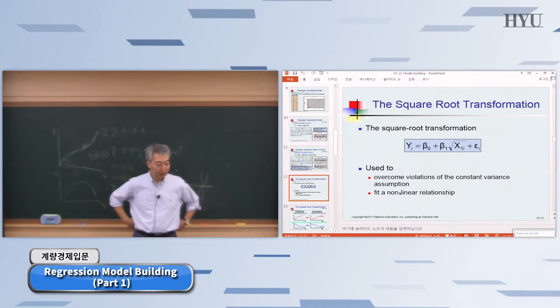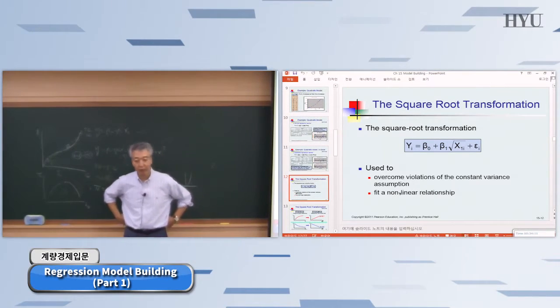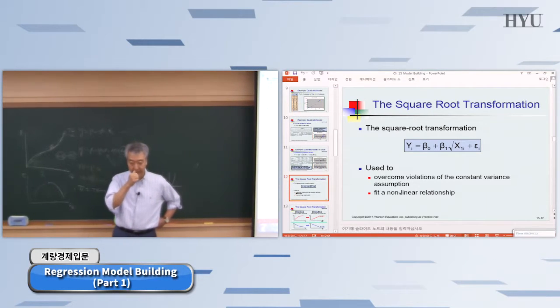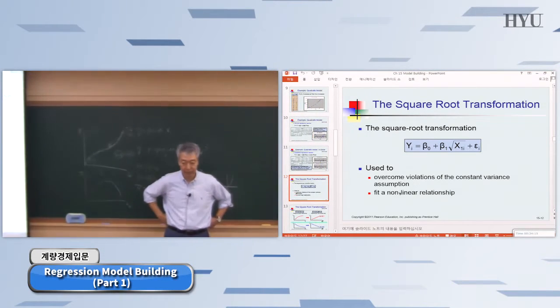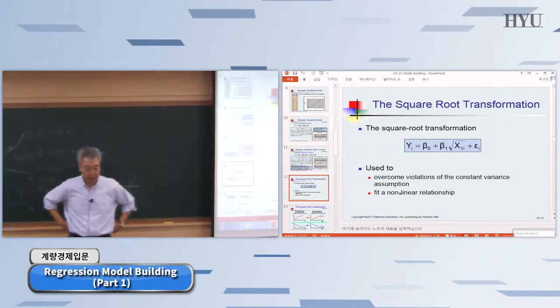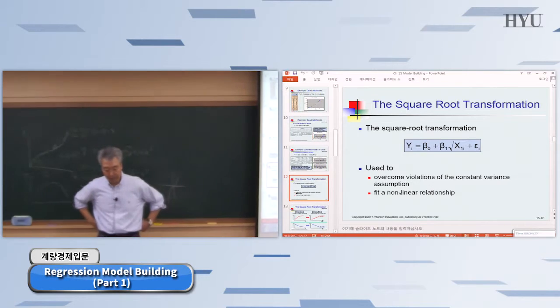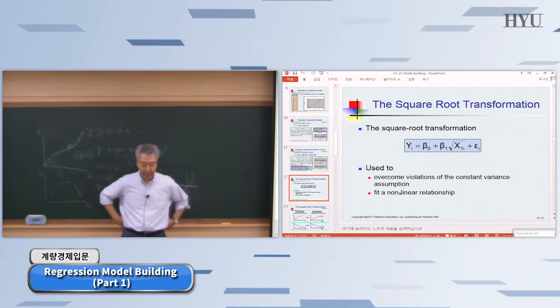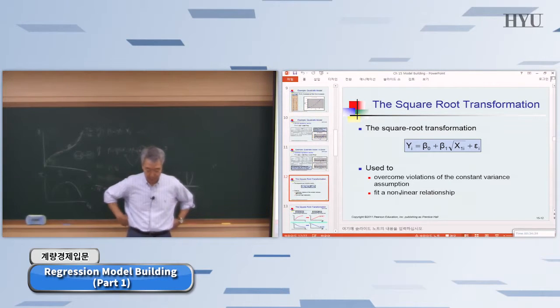If you have unequal variance, it's called the heteroscedasticity problem. So if you have some heteroscedasticity problem, a violation of the homoscedasticity assumption, then many times you can use the square root transformation.